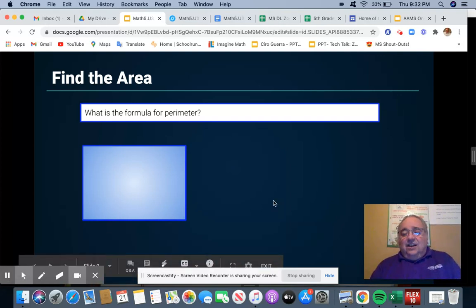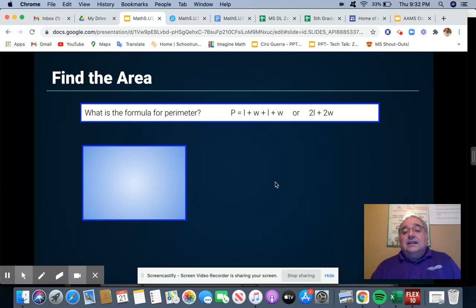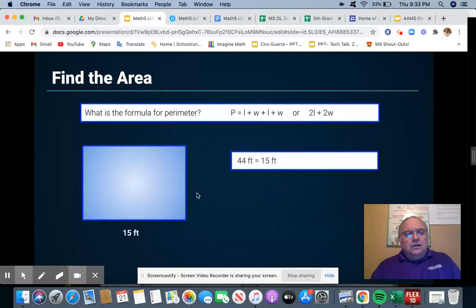Glad to see y'all know what the formula is. The formula is length plus width plus length plus width, or 2 lengths plus 2 widths. So we already know the length here. We have 44 feet plus 15 feet plus the width plus 15 feet plus the width. Wow.